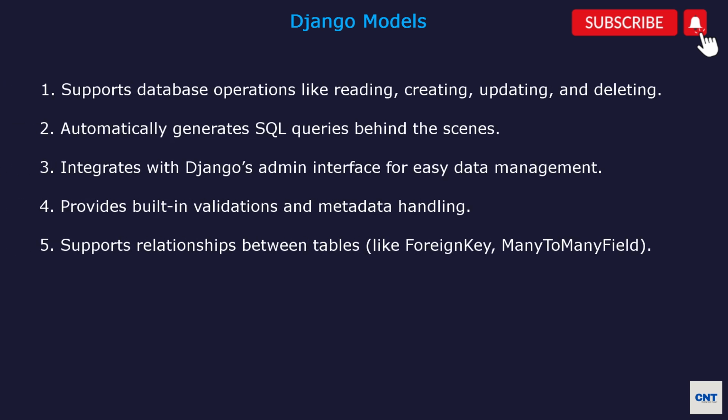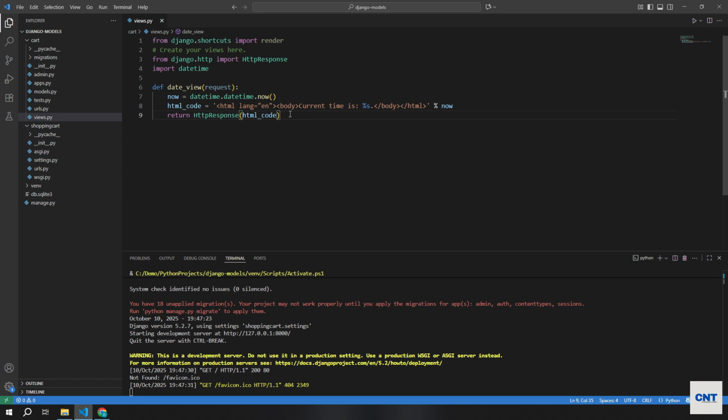Django models come with multiple benefits. They support database operations like create, update, delete, and read. They automatically generate SQL queries behind the scenes. They provide built-in validation and metadata handling, and they also support relationships between tables like foreign key and many-to-many fields. One more important point to note here: when we create the Django project, you get an empty SQLite3 database.